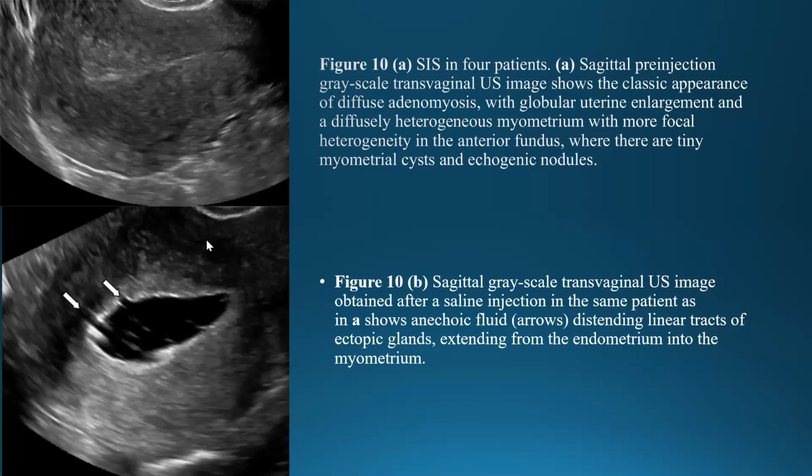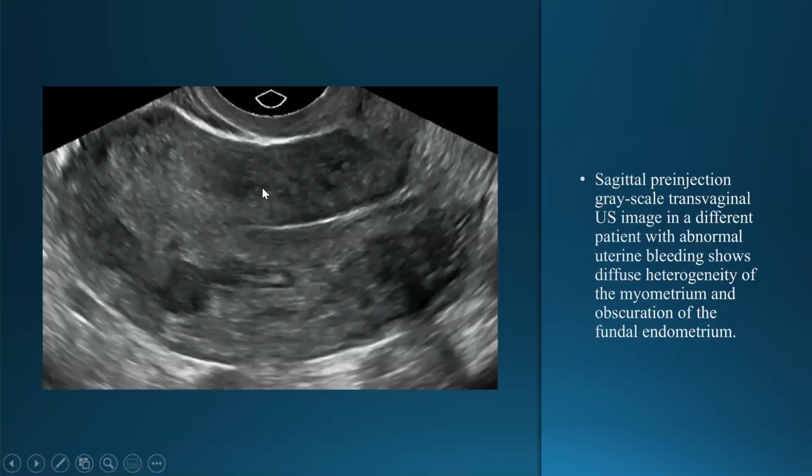This is another sagittal pre-injection grayscale. We just did a grayscale ultrasound on a different patient. This patient complains of abnormal uterine bleeding. It shows diffuse heterogeneity of the myometrium. You could see that the myometrium is sometimes black, sometimes whitish, sometimes cystic. So this is the heterogeneity of the myometrium and the obscuration of the fundal endometrium.